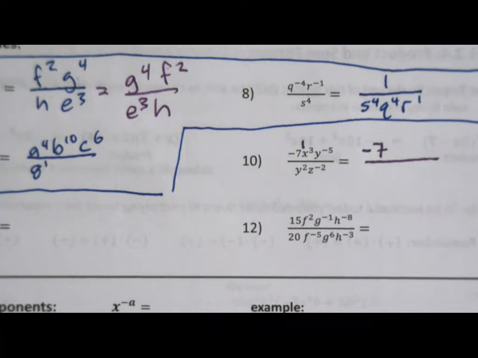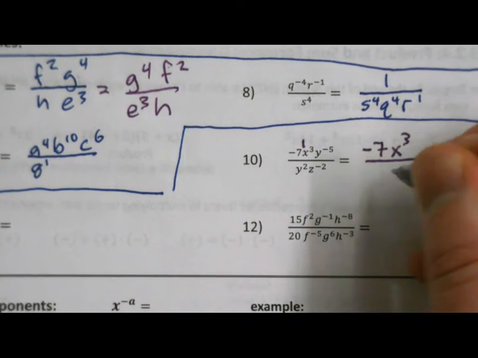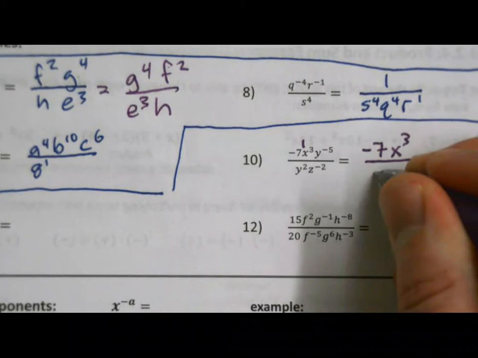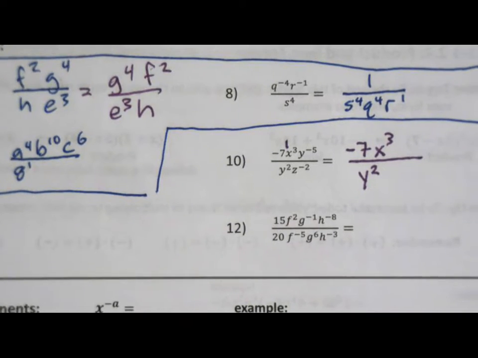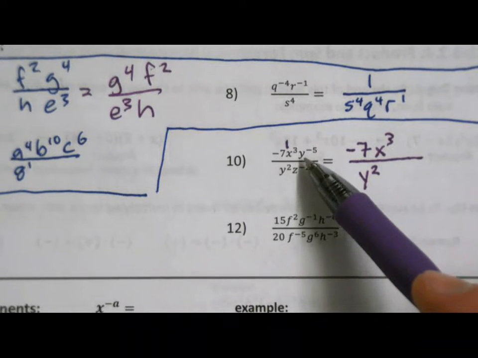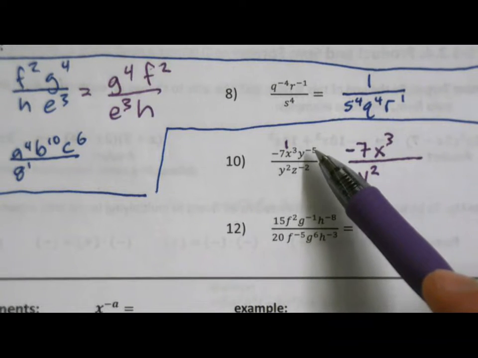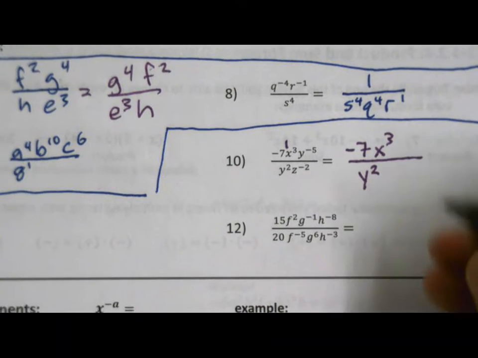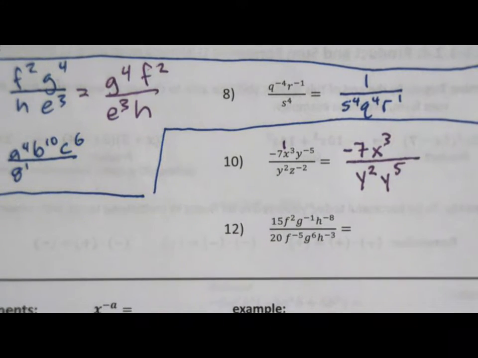Let's write down everything else that's going to stay. The x to the 3rd is going to stay because that has a positive exponent. And the y squared is going to stay. Everything else needs to move. This y to the negative 5, because it has a negative exponent, it's going to move to the bottom. Okay, don't worry about whether it's on the left or the right. It doesn't matter as long as it's on the bottom. And when it moves downstairs, it becomes a positive exponent.